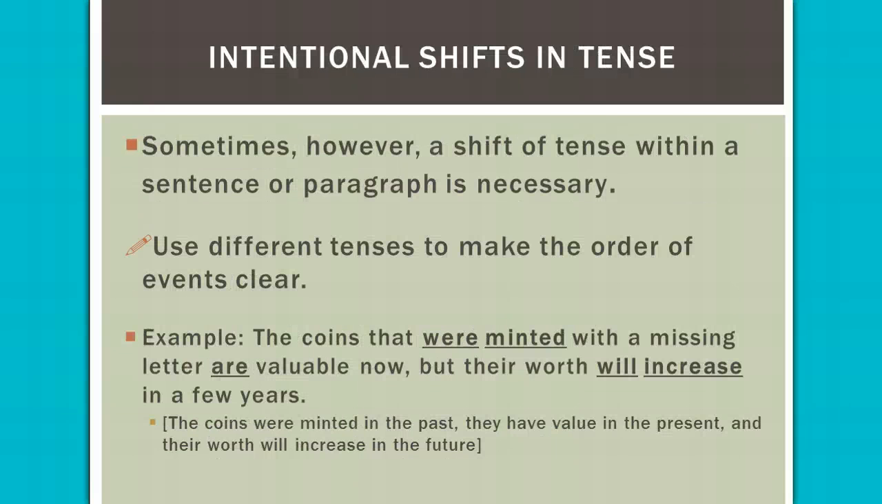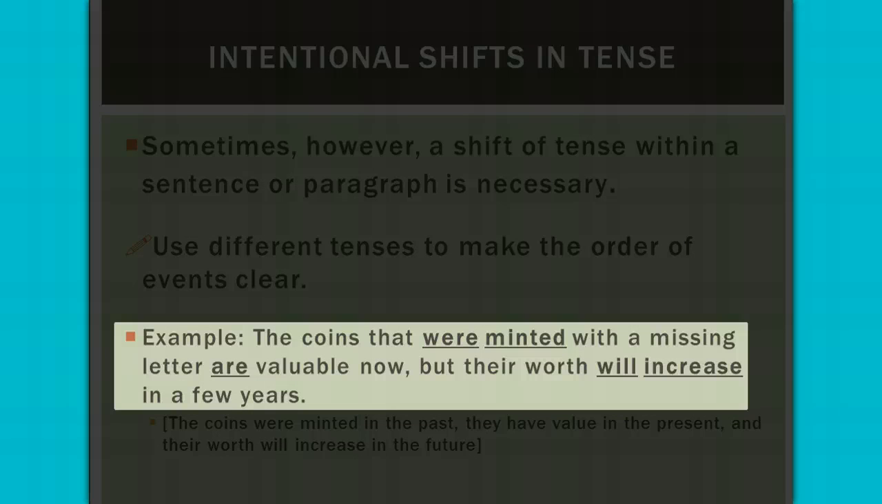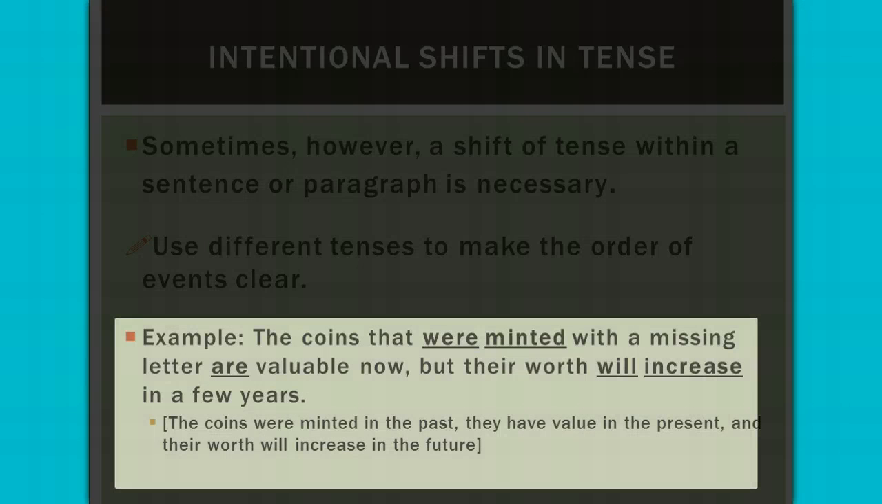Sometimes, however, a shift of tense within a sentence or paragraph is necessary. Use different tenses to make the order of events clear. Example: the coins that were minted with the missing letter are valuable now, but their worth will increase in a few years. Shifts in verb tense are necessary because the coins were minted in the past, they have value in the present, and their worth will increase in the future.